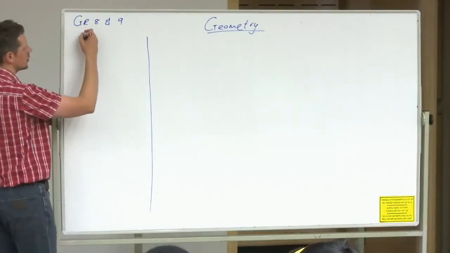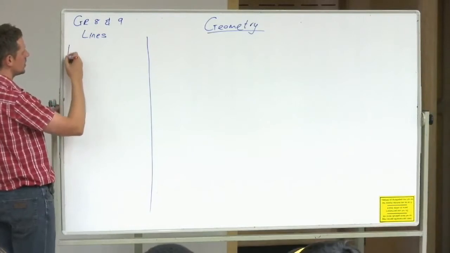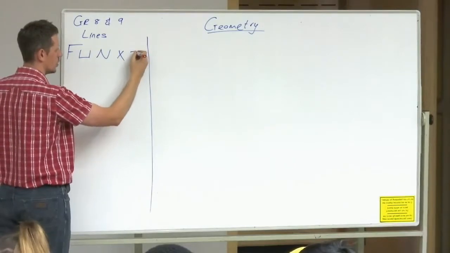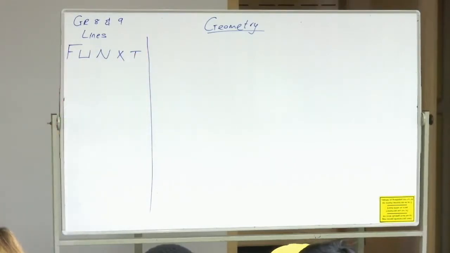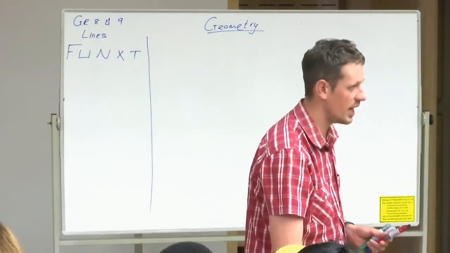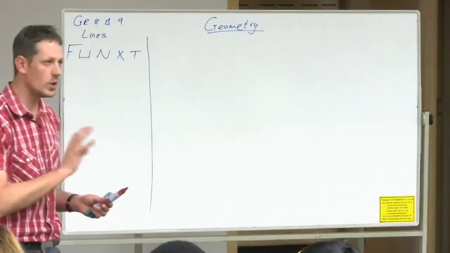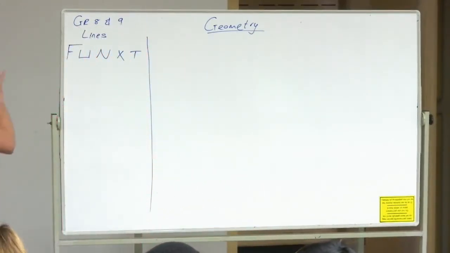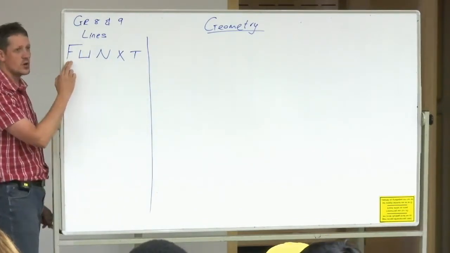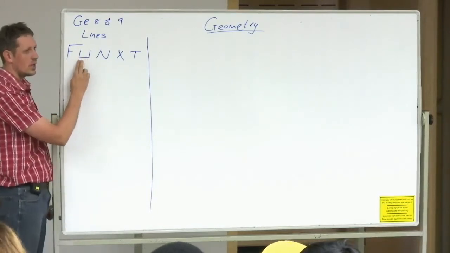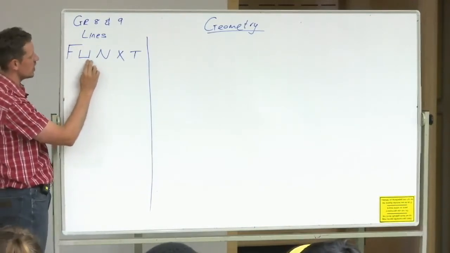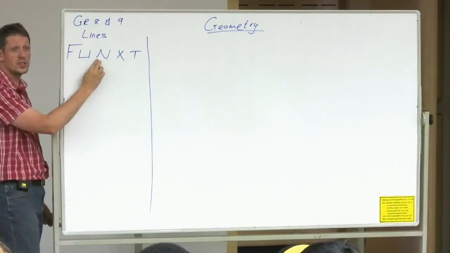First of all, you've got your lines, which is your F, your U, your N, your X, your T. Now all of these, I want to say, are in the book that I handed out to you guys. It's all in there, but I'm going to just quickly go through them. The F is corresponding angles. The U is co-interior angles, or angles on the same side of the transversal line. N is the alternate angles.